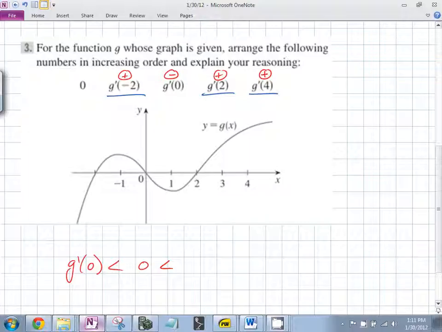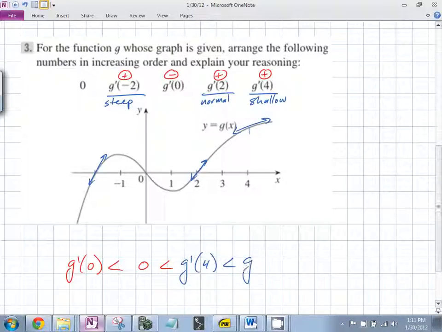So g prime at negative 2, that's this slope right here. g prime at 2 is this slope right here. g prime at 4 is right there. So if you have to think about this, you're trying to put them in increasing order. What can you tell me about g prime of negative 2? Is that really steep or really shallow? This is steep. What about g prime at 4? Shallow. And it looks like at 2 it's normal, you could call it, right? Just in terms of value. So if you're doing from least to greatest, which one's going to be the least of all of those? g prime of 4. And then it's going to be g prime of 2. And then it's going to be g prime at negative 2.